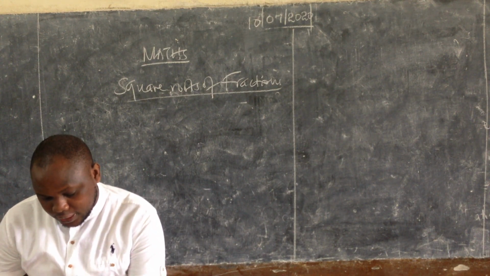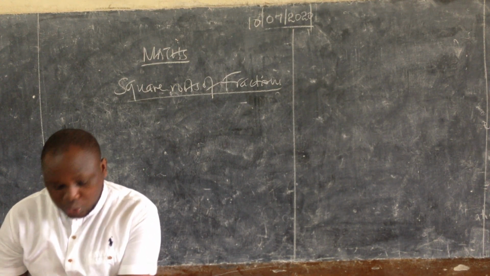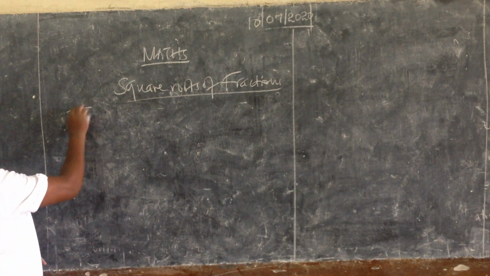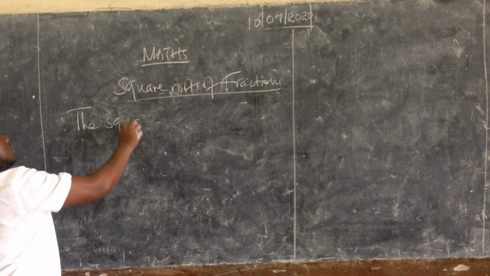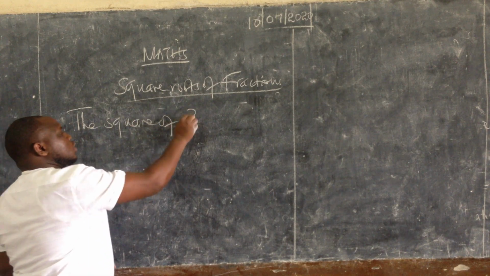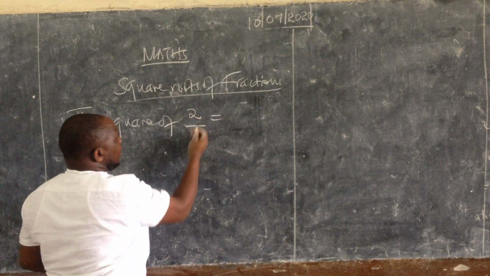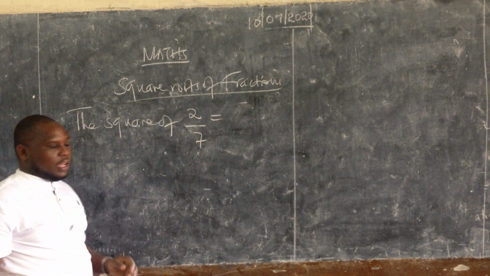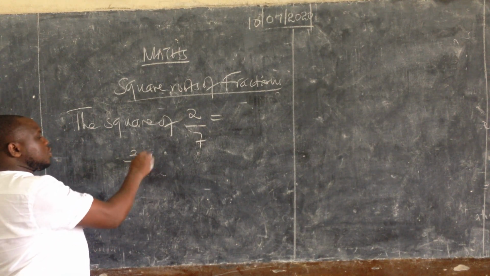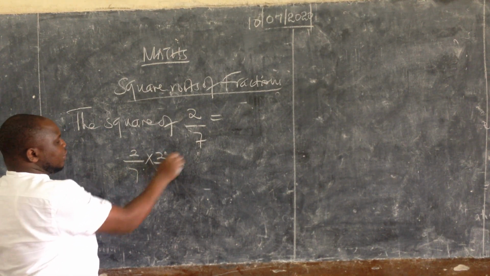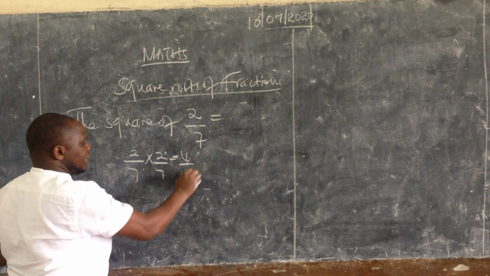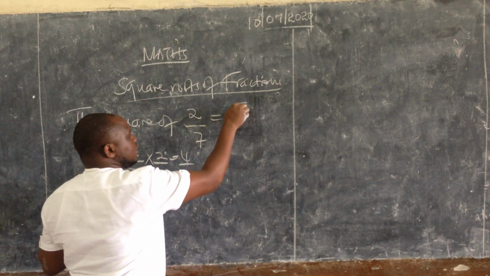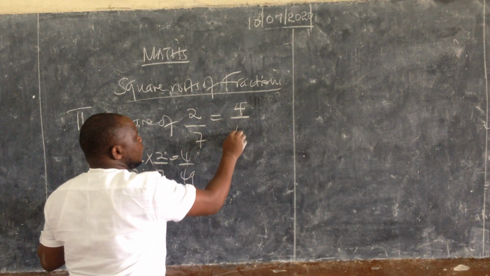Let's begin from a square. So the square of 2 over 7 is simply, what is the square of 2 over 7, learner? You square that number and you get 4 over 49. So the square of 2 over 7 is 4 over 49.